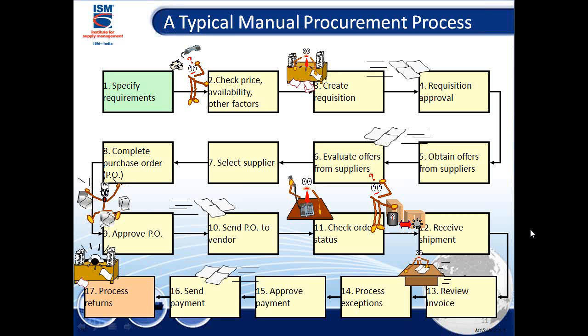Check order status. But what happens with this? Receive the shipments. Review the invoice. Process exceptions, if there are any. You might have asked for 20 pieces, the guy has sent you 18, or some parts are missing. Approve the payments, send the payments, and the last is, if you want to return the goods, by the time the guy is totally tired, as you can see in the picture. The person is now tired, he has to send the goods back, and the whole chain starts again. That's a typical procurement process.